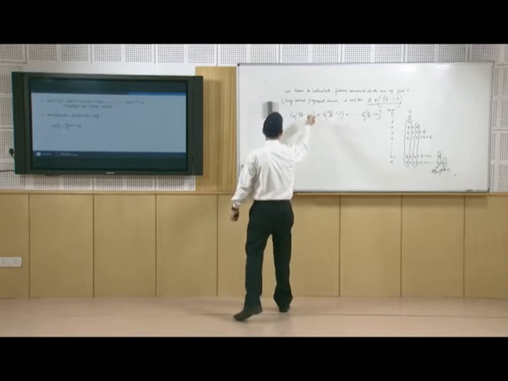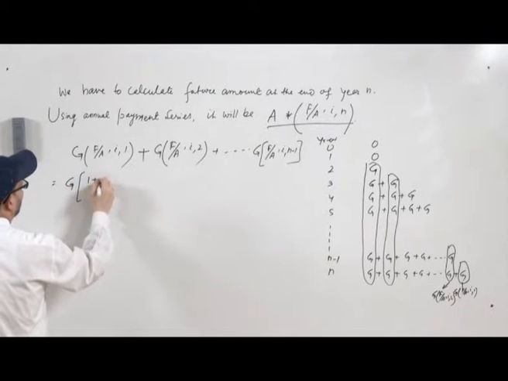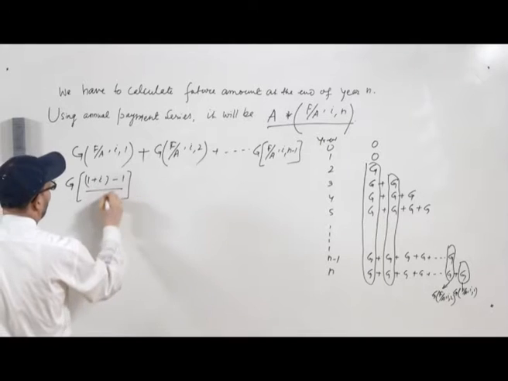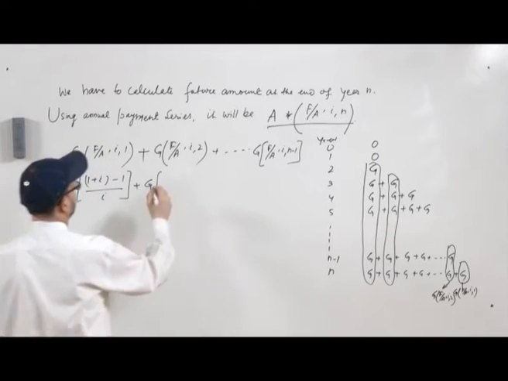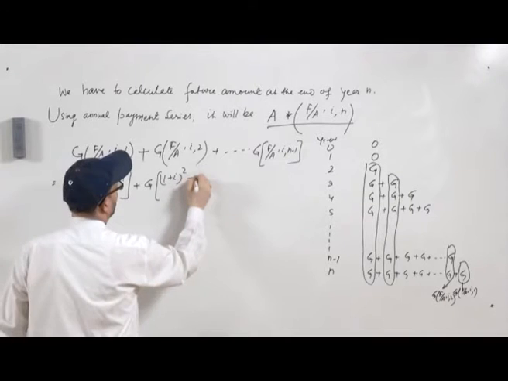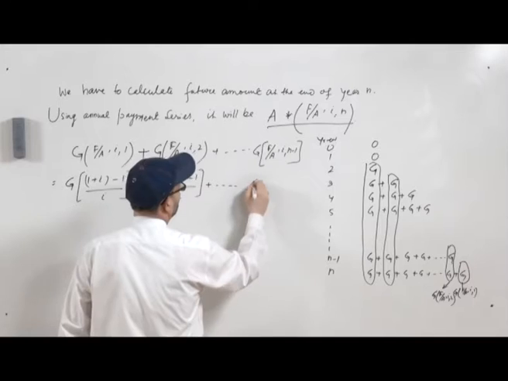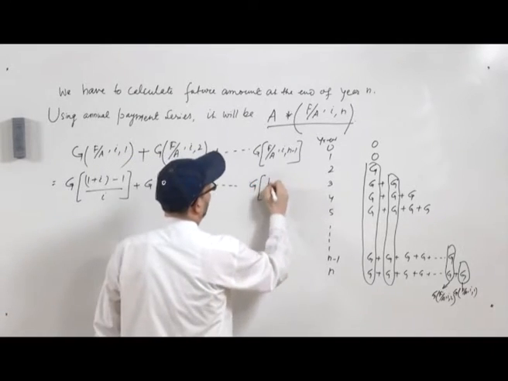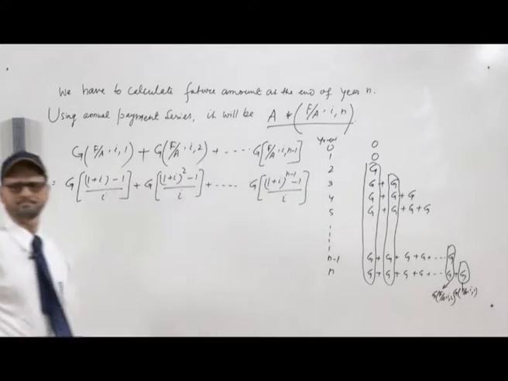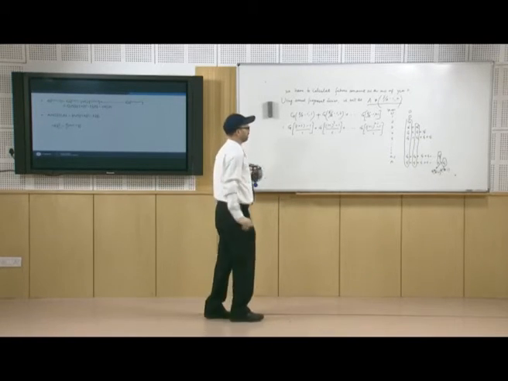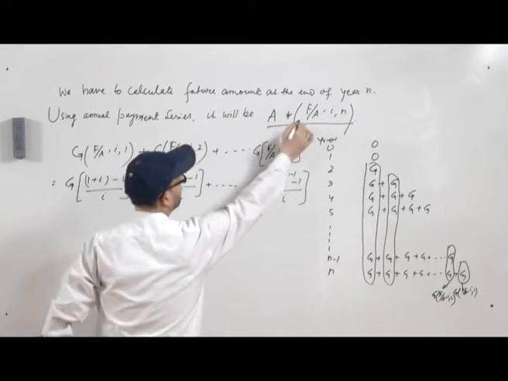So, as we know f by a I 1 is nothing but g times (1 plus I minus 1) by I, plus g times (1 plus I raised to the power 2 minus 1) by I. So, this will go on up to g times (1 plus I raised to the power n minus 1 minus 1) by I. This amount, basically the expression which we get, will be equated to this; that we will do later.